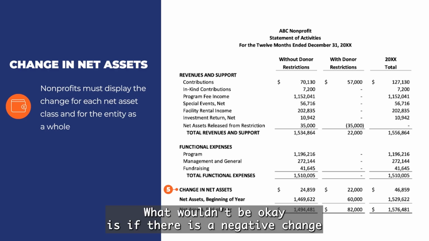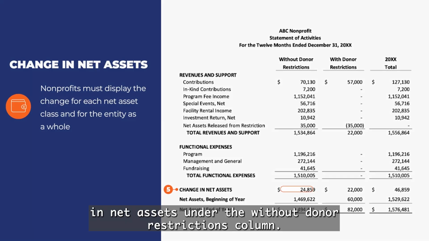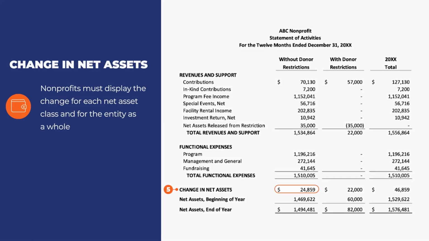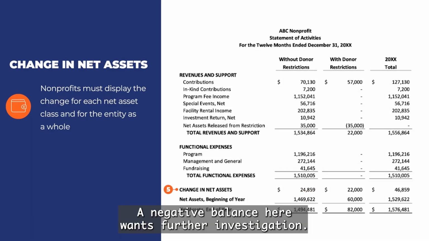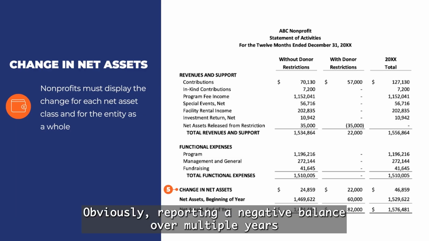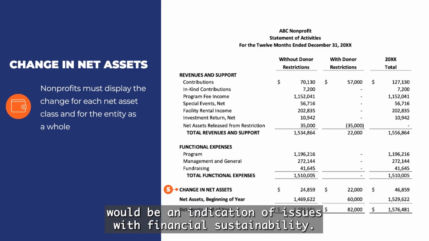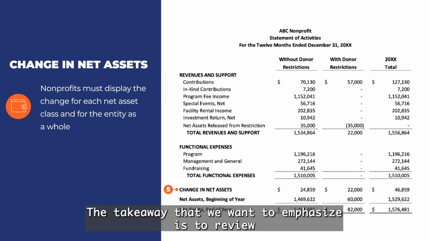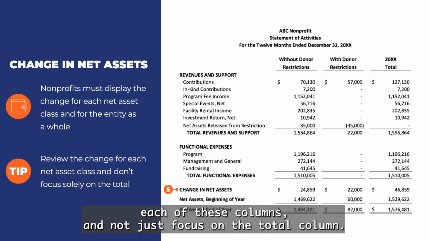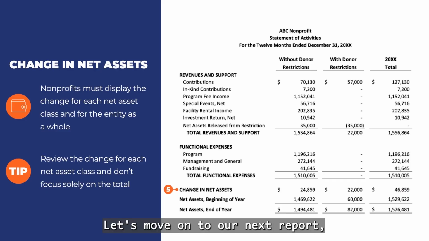What wouldn't be okay is if there is a negative change in net assets under the without donor restrictions column. A negative balance here warrants further investigation. Obviously, reporting a negative balance over multiple years would be an indication of issues with financial sustainability. The takeaway that we want to emphasize is to review each of these columns and not just focus on the total column. Let's move on to our next report, the Statement of Functional Expenses.